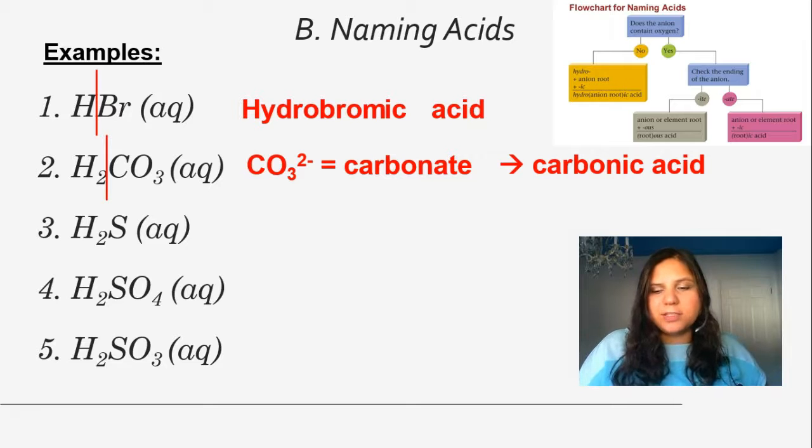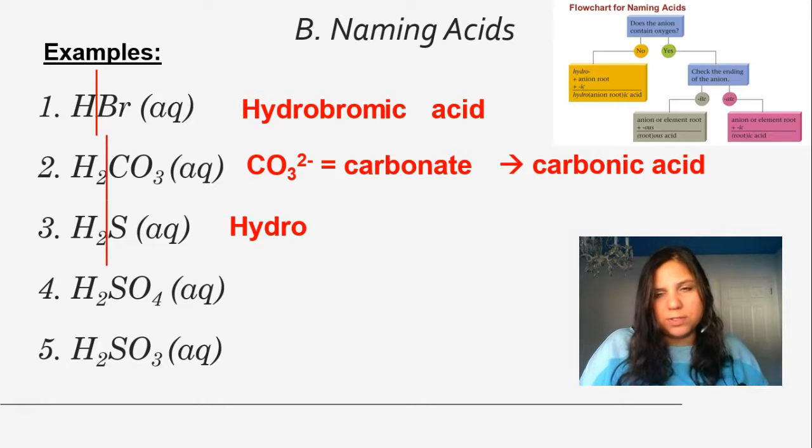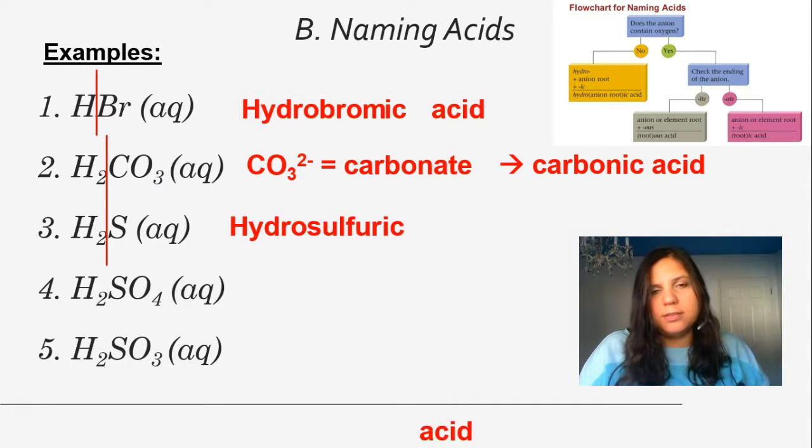Okay, next one is H2S. Draw a line after the hydrogen, and we have just S. That does not have oxygen. So it says hydro plus anion root plus ic, and then acid. So this will be hydro. The root for sulfur is actually sulfur in this case. So it's hydrosulfuric acid.